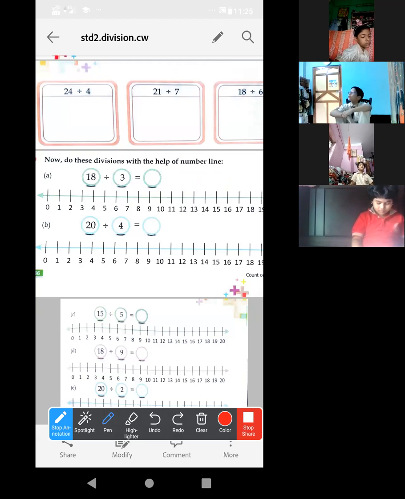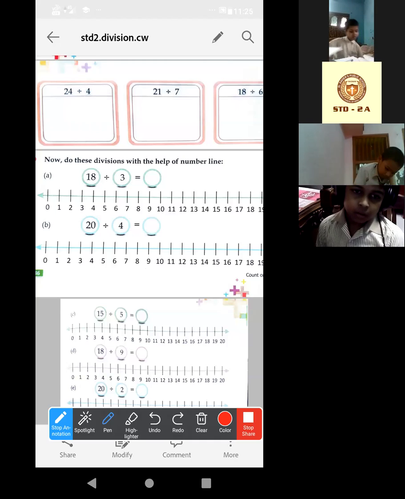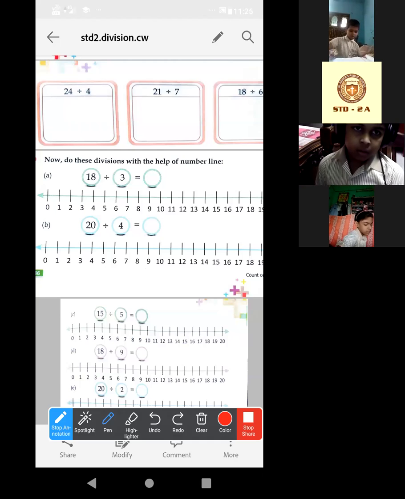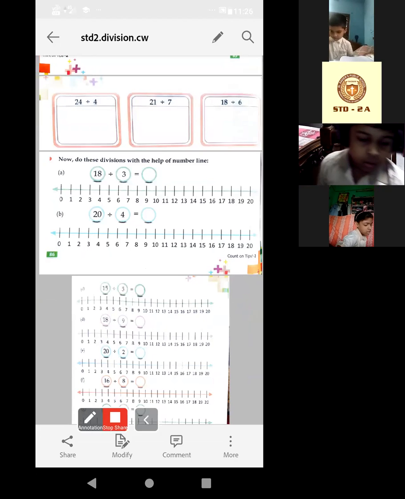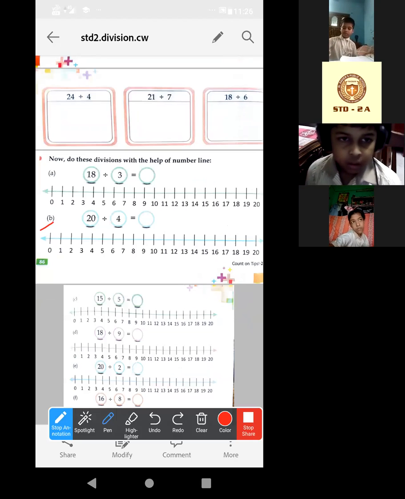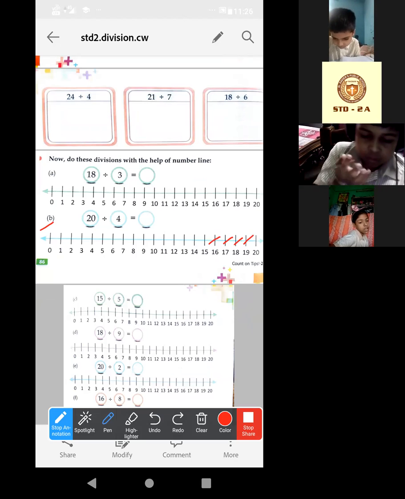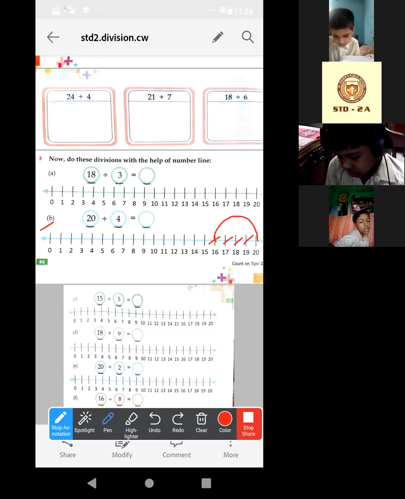Complete this one first. Number B, 20 divided by 4. Complete this one first. From 20, how many places do we have to move? 4 places. That means we'll reach 16. Okay, just wait. Okay, one by one, just do it. 1 place, 2 place, 3 place, and 4 place. From 20, okay, we have reached 16.